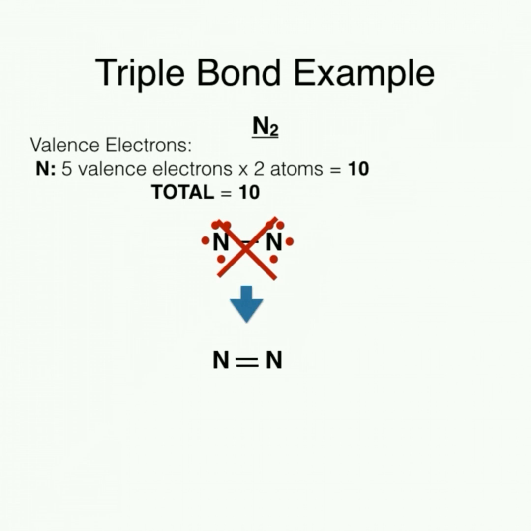If we add a double bond instead, the nitrogens now have 7 electrons, which is still not the ideal octet. In this instance, a triple bond is necessary. This gives both atoms the desired full octet.